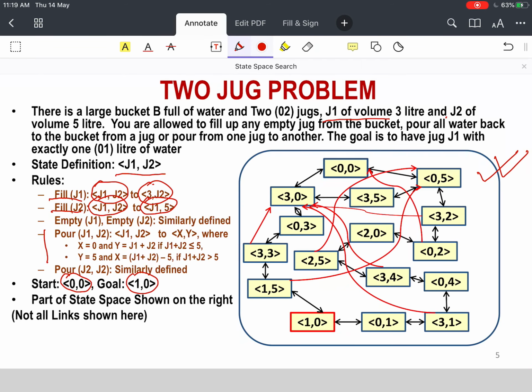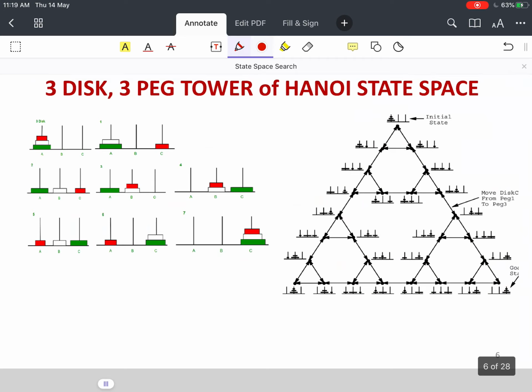So this is the state space definition of the two jug problem. Let us come to the other problem which we discussed, the 3-disc 3-peg Tower of Hanoi. Here we know that this is the configuration.